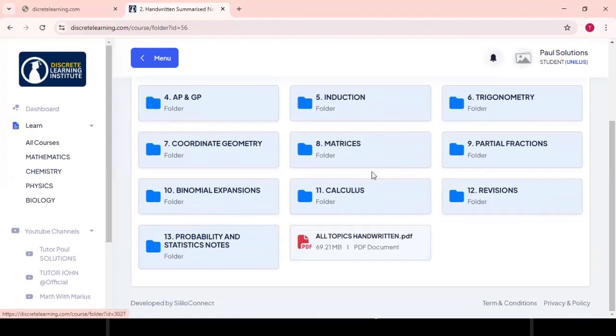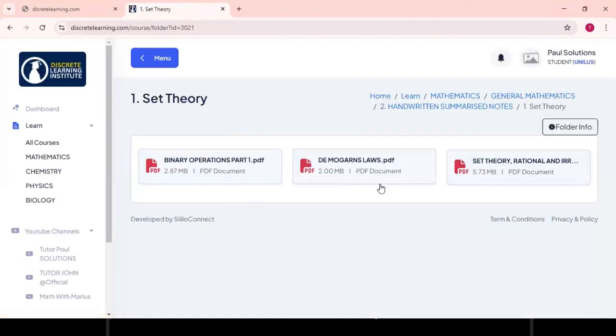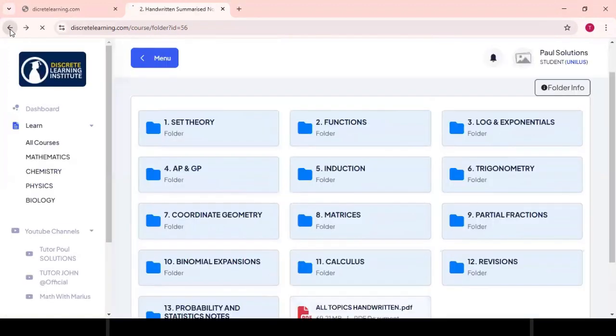Okay, so these handwritten notes, most of them have a password. The password is PB4511. So you can open the ones for set, you find them, and you study them just like that. These are very good notes. They are very simplified, so make sure you use them. All right, so those are the handwritten notes.